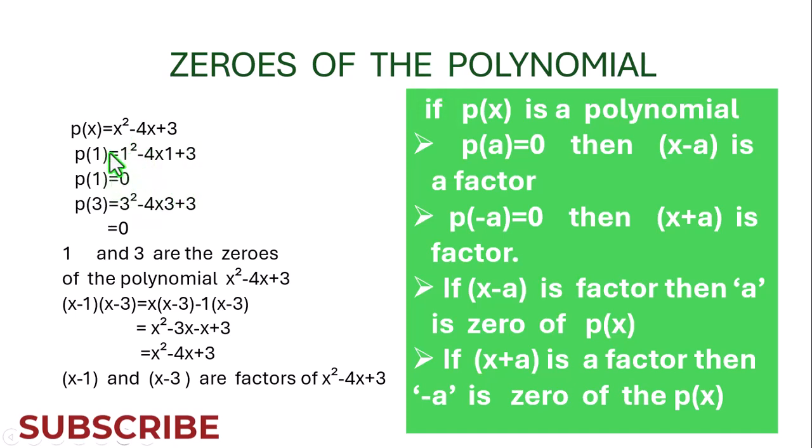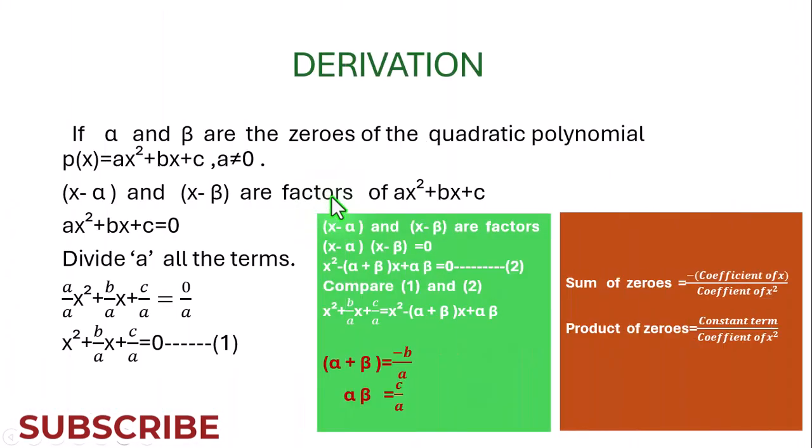Which real number? Replace x, and the value of the polynomial is 0. Then the replacing real number is a zero of the polynomial. Then the derivation. If alpha and beta are the zeros of the quadratic polynomial p of x is equal to ax square plus bx plus c, a not equal to 0. If a is equal to 0, then what is left, bx plus c, is a linear polynomial. So the quadratic polynomial is ax square plus bx plus c, a not equal to 0.